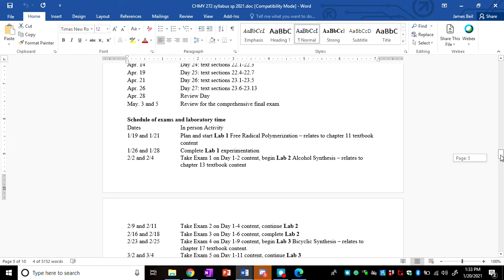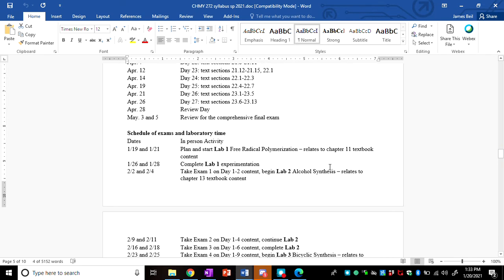And then we'll be taking the comprehensive final exam during your scheduled lab periods in the finals week of the semester. So there are 15 weeks in the semester. The 16th week is finals, and that's when we'll have our comprehensive final exam. So this May 5th and 3rd, that's the 15th week, and then the week after that will be your final exam.